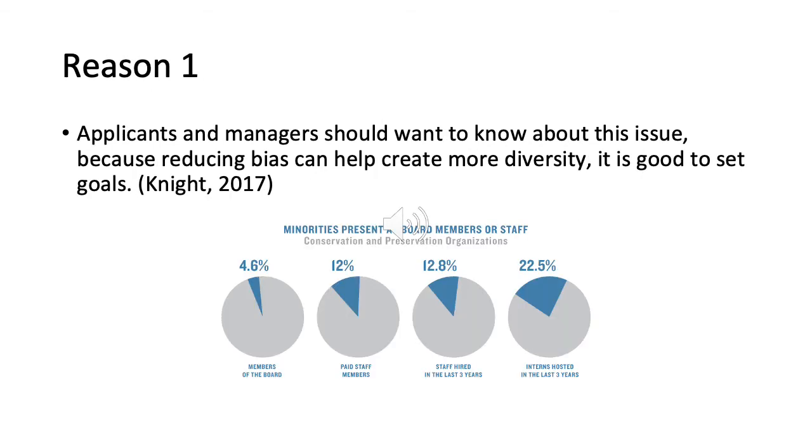The first reason why bias should be reduced is that with a reduced bias towards other ethnic groups, it can help promote diversity and can lead to many new opportunities within a company. The graph below also illustrates why diversity is important. It shows how little representation minorities have in companies across America.